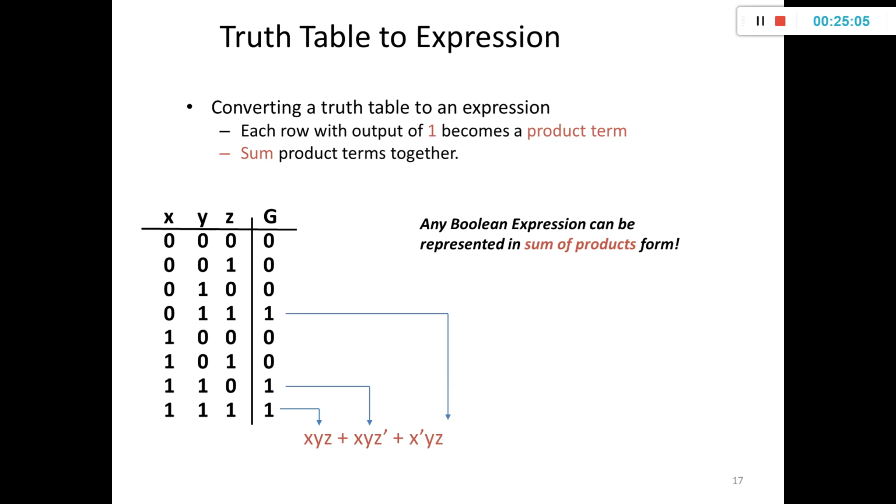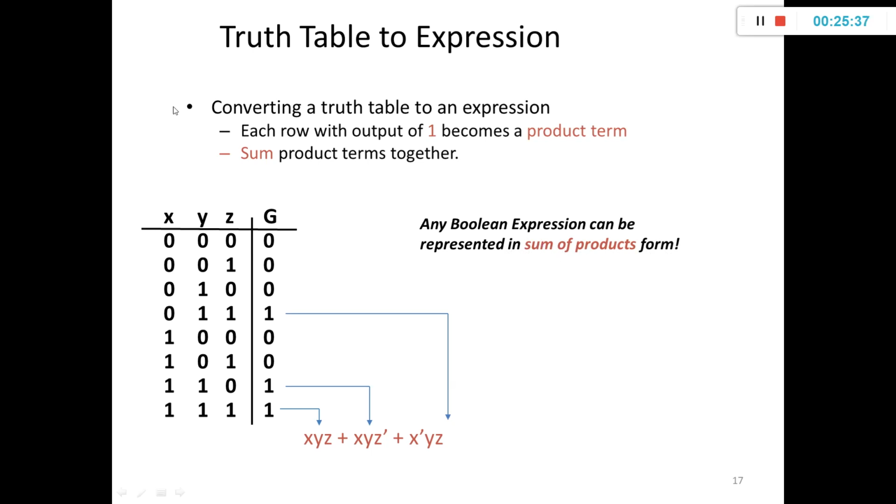Next, truth table to an expression. Converting a truth table to an expression: given a truth table, you can write an expression. Can you see the truth table written here? Each row with the output of 1 becomes a product term. Sum the product terms together. I've written here that any Boolean expression can be represented in sum of product terms. SOP stands for sum of products.